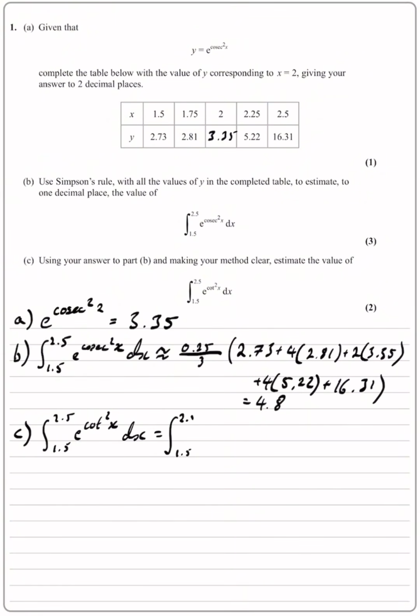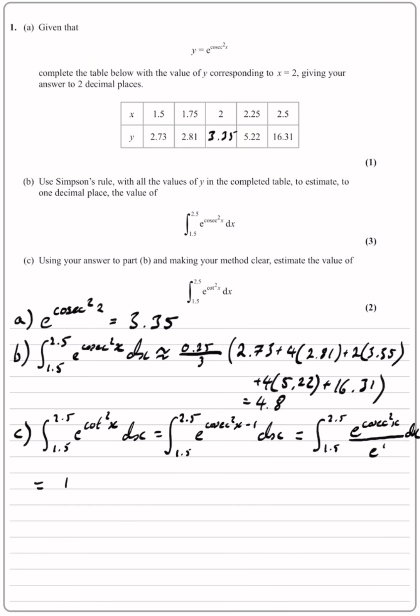To adapt the integral, what we can do is use the identity cot squared x will be equal to cosec squared x subtract 1. So if we want to approximate e to the cot squared x, we can replace that with e to the cosec squared x subtract 1, which I'm going to split up into e to the cosec squared x, which is the integral we've already calculated, over e to the 1.